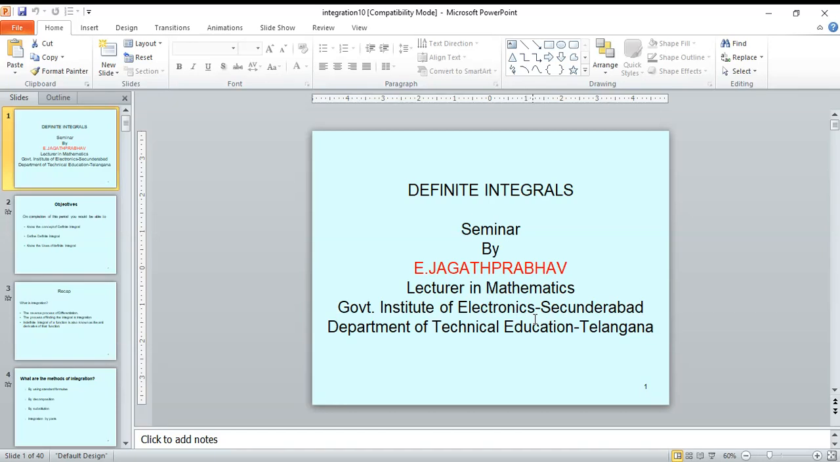Today we are going to discuss definite integrals. In previous classes we discussed indefinite integrals. Indefinite integrals are nearly the same, but definite integrals give a single answer.